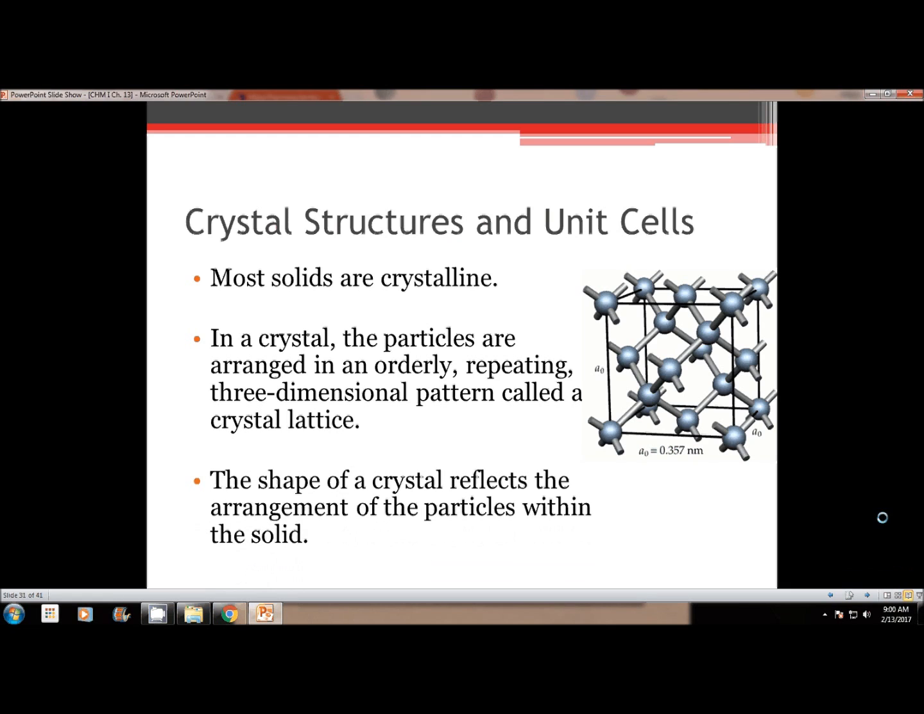So the shape of a crystal reflects the arrangement of the particles within the solid. Like you can actually grow crystals, and you could see this orderly pattern.